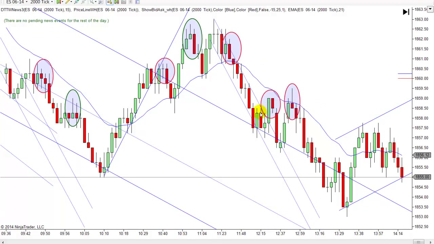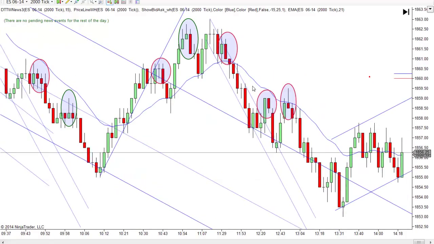And then this is a two-legged pullback. First break of this little channel, make a new low. It comes back. You make a double top, a little failed break higher. You're still looking for a new low on your bigger channel here. See the break.